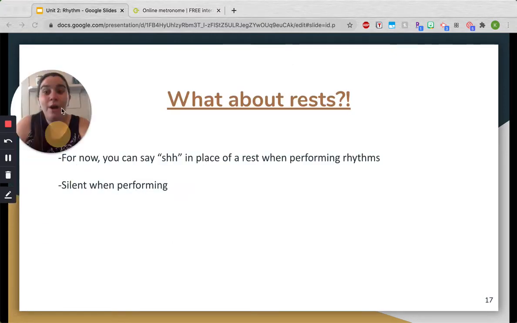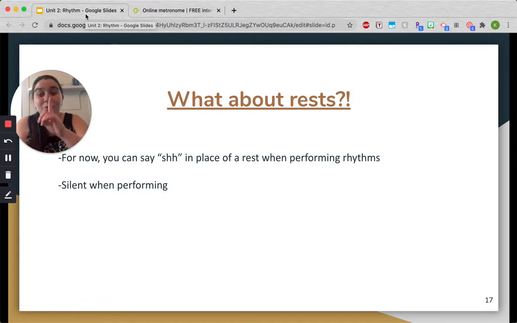Now, what about rests? Last video we learned quarter note has a quarter rest, half note has a half rest, a whole note has a whole rest, a 16th note has a 16th rest, and an 8th note has an 8th rest. Now, whenever we have notes, those are sounds. When we have rests, they're silences. So for now, as you're learning, every time you see a rest in music, you can say, shh.